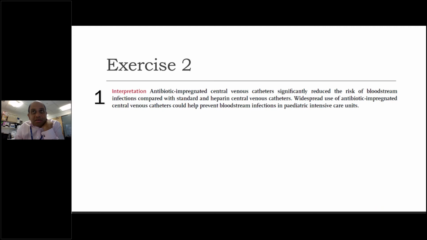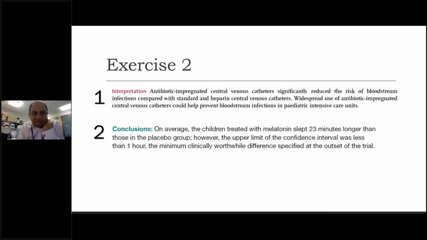The interpretation of these trials and how you design them is a bit more complicated, because you have to work out whether you're comparing antibiotic catheters versus everything else, or antibiotic catheters versus standard catheters, and then antibiotic catheters versus heparin catheters, and so on. So I won't get into the details of it. I just wanted to show you that the question might not just be a simple A versus B comparison.